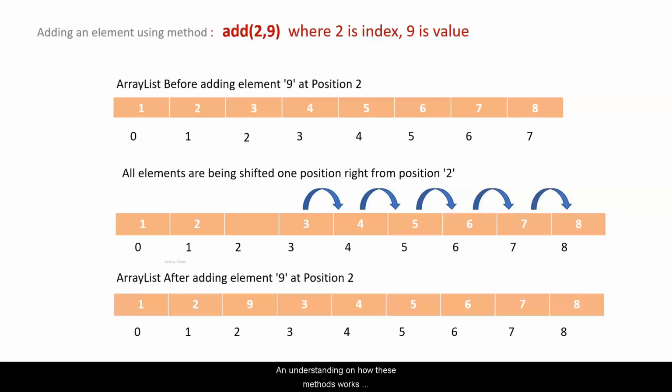An understanding of how these methods work internally is necessary when it comes to choosing between ArrayList and LinkedList for your application. Adding an element at the end of an ArrayList is really easy and this operation is very fast. But adding an element in between is a bit slower compared to adding at the end of the ArrayList. As you know now, ArrayList stores data in contiguous memory blocks. Hence, there is no room for the new element to fit in.